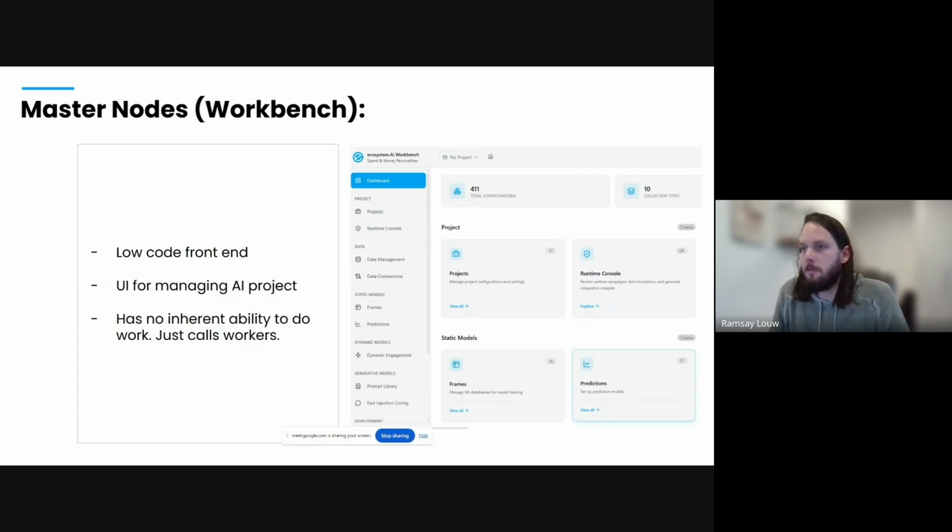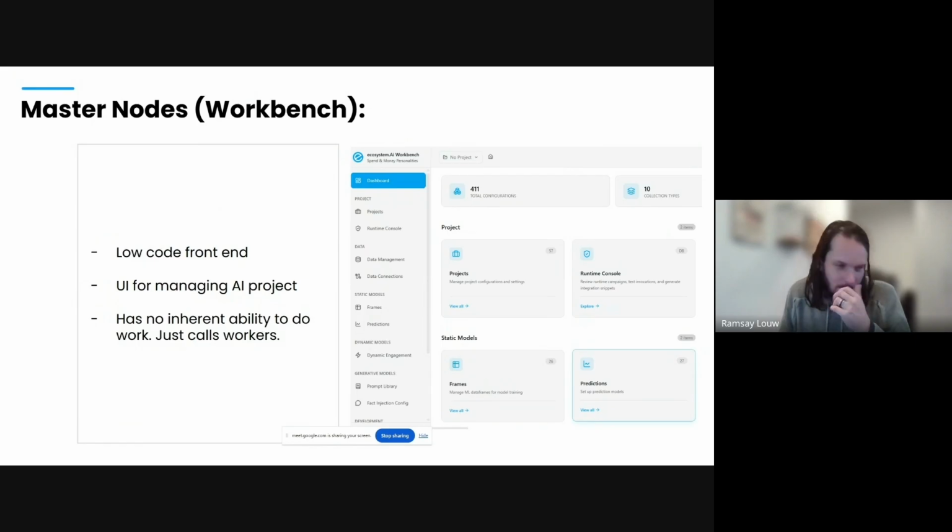This is our UI for managing your AI project. This is where you will come; this will be your landing base. So you can manage, look at, and see everything, build new models, enrich data, all of the things that you want to do. What's important to note, like the whole spiel so far, is that this workbench, this piece of code, has no inherent ability to do any work. It's literally just a master node.